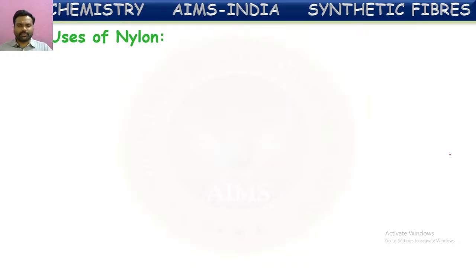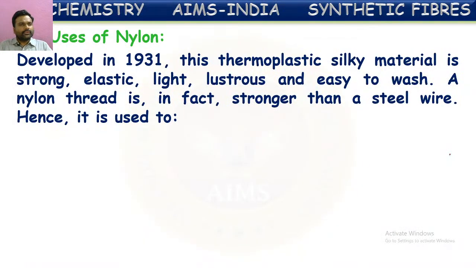Let us see, based upon these properties, what are the major uses of nylon. Nylon was developed in 1931, and this thermoplastic silky material is strong, elastic, light, lustrous, and easy to wash. So these are all the special properties of nylon. One of them is that it is light in weight. It can be carried very easily, and even though it is light, it is stronger.